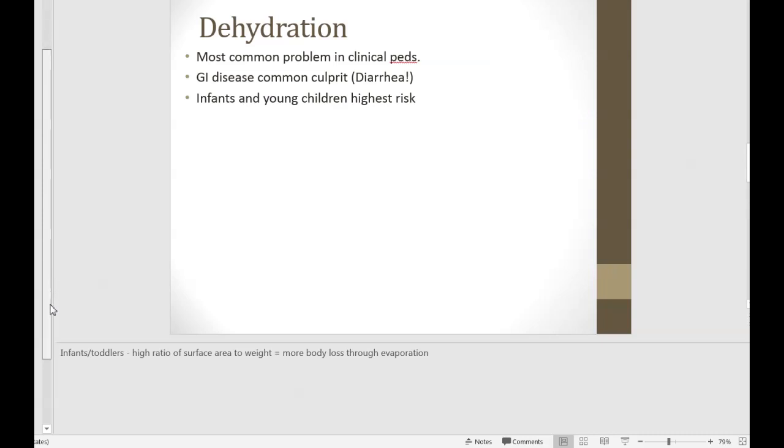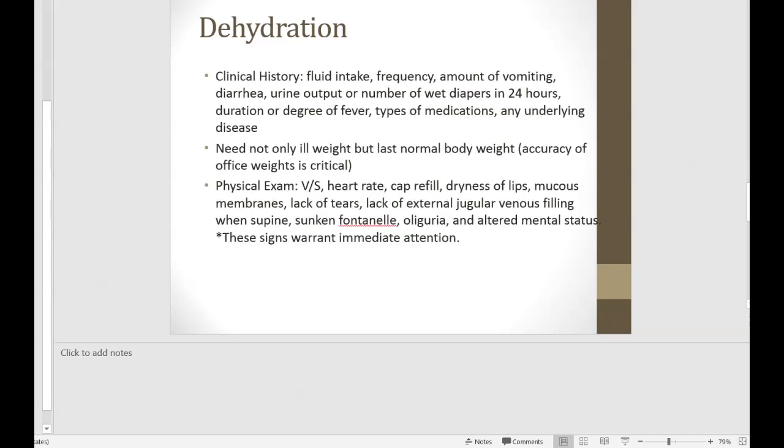The most common problem in clinical pediatrics is dehydration, and GI disease is the common culprit. Infants and young children are at higher risk. Infants and toddlers have the highest ratio of surface area to weight, so there's more body loss through evaporation. Dehydration clinical history: fluid intake, frequency and amount of vomiting, diarrhea, urine output or number of wet diapers in 24 hours, duration or degree of fever, types of medications, or underlying disease. You need not only the ill weight, but the last normal body weight. Accuracy of office weights is critical.